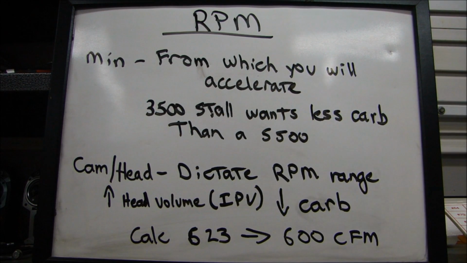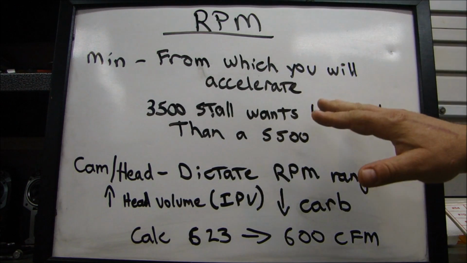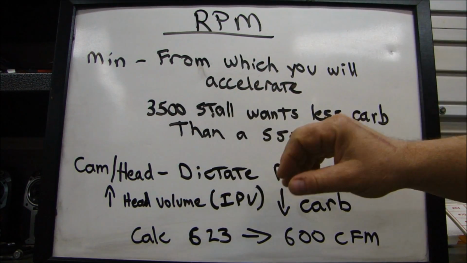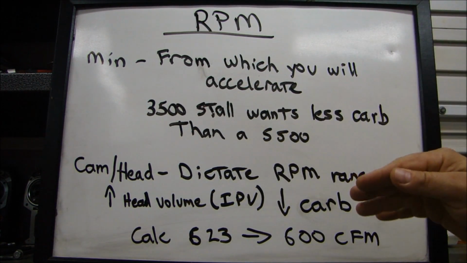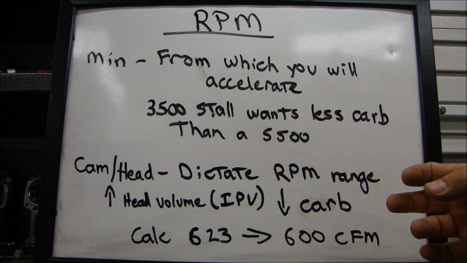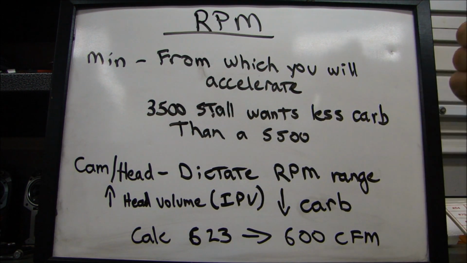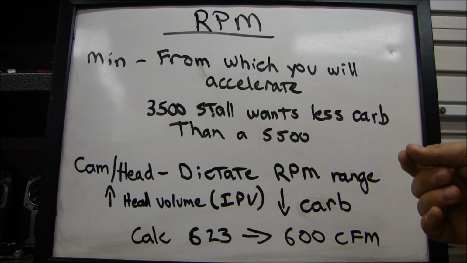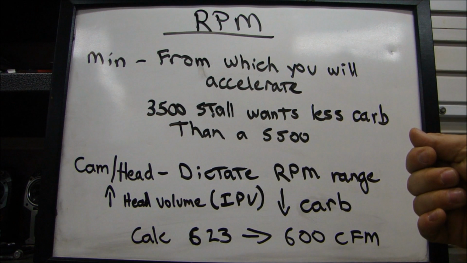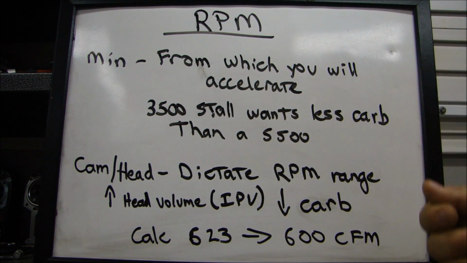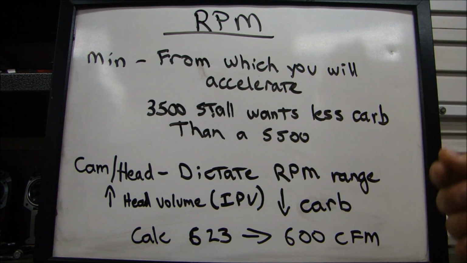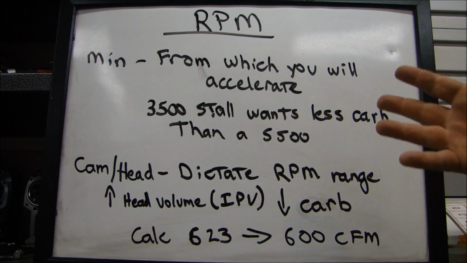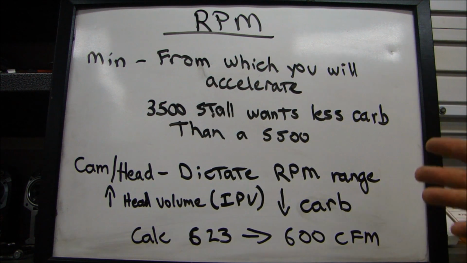The RPM terms that you want to be familiar with when you're choosing your carb: first is the minimum RPM. The minimum RPM is from which you will accelerate. Where is the engine going to be idling? That's important because when the engine is idling, that's when it's most inefficient. You want to make sure that the velocity of the fuel and the air going into the engine is great enough that the fuel stays atomized so it doesn't plate on the bottom of the manifold. So the converter plays a lot into that.